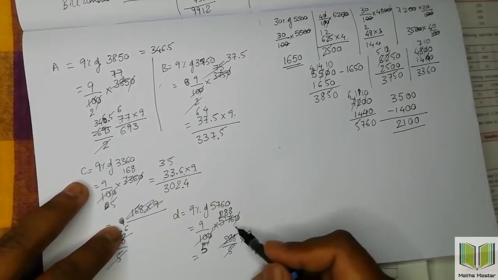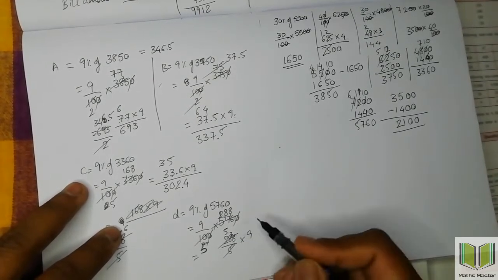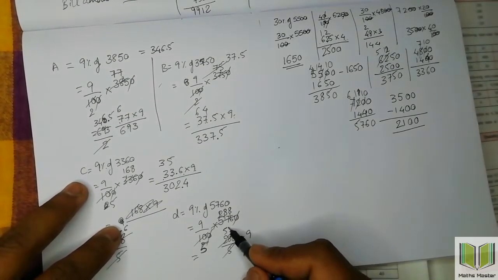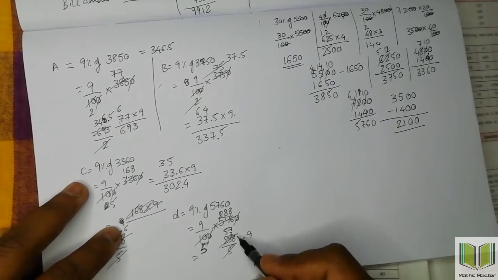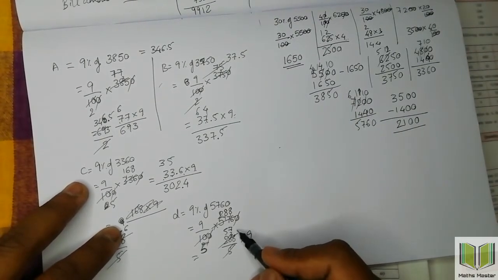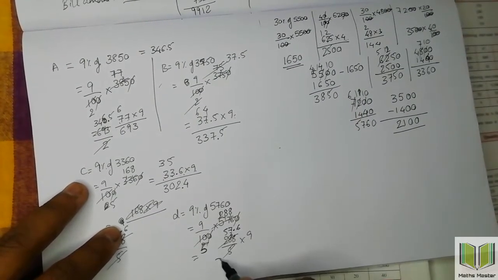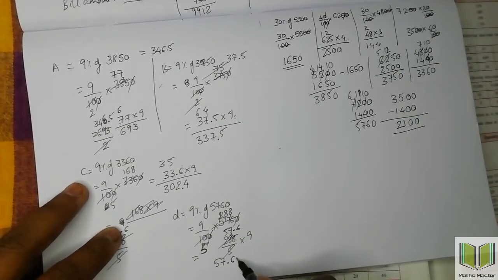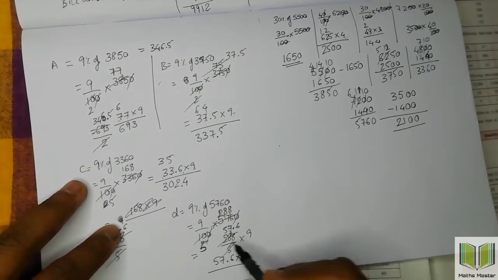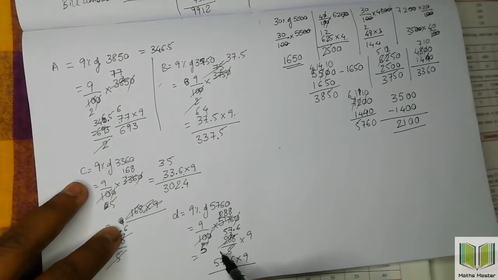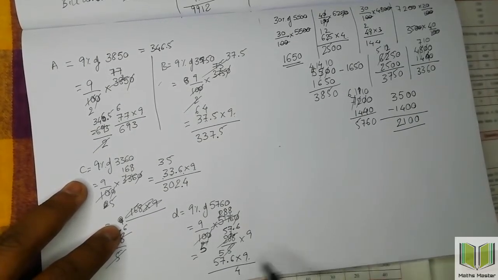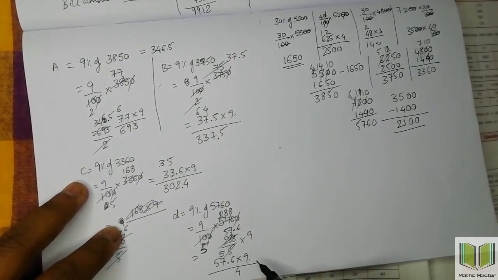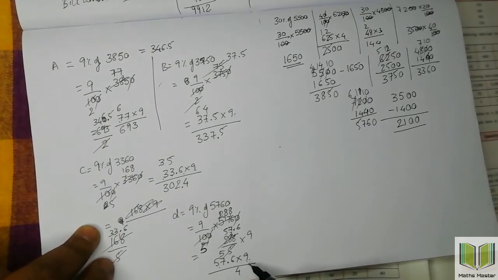5 1s are 5, 5s are, 3 remains, 38. Closest is 35, that is 7 times. And again 3 remains, so 0.6. 57.6 multiplied with 9. 9 times 6 will be equal to 54.